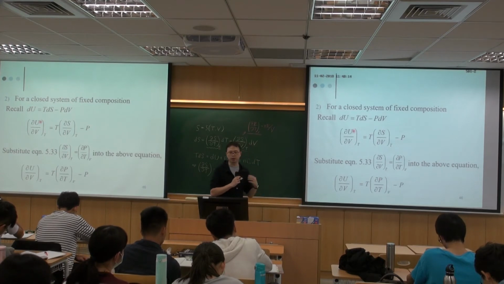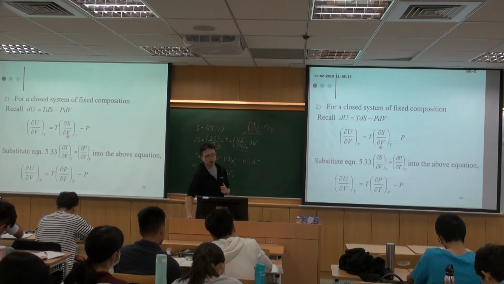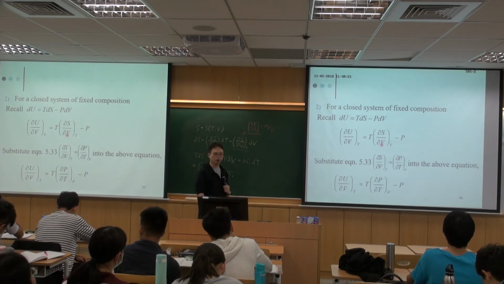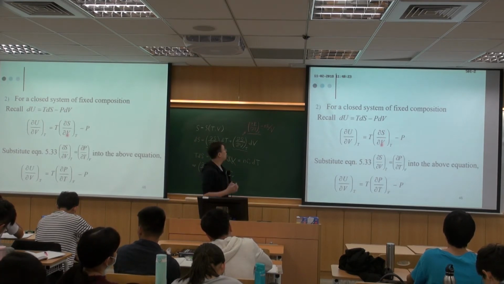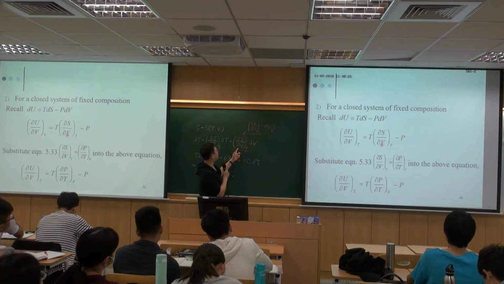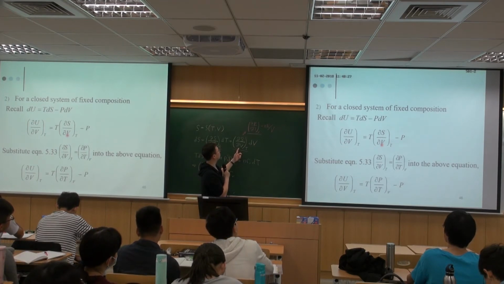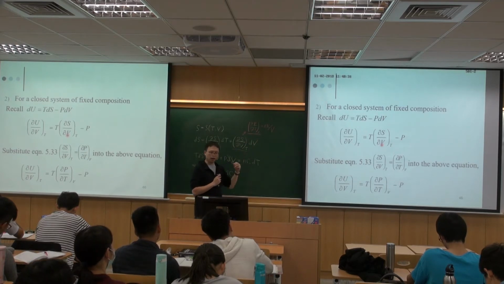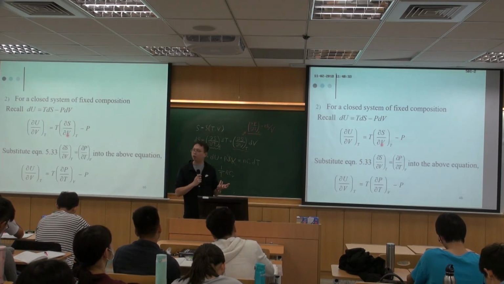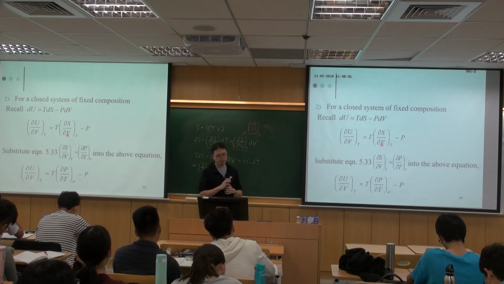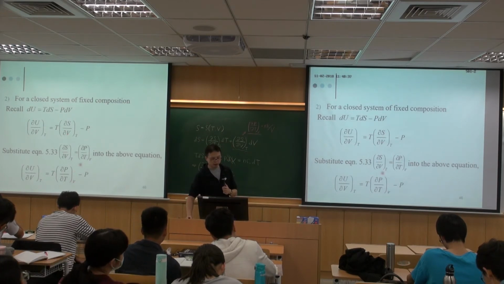It's just minus P. But the first term is a little bit complicated because you have partial S, partial V. And again, we don't know what this is. So if you want to calculate this term, just replace it with partial P, partial T at a fixed volume, using the Maxwell relation. And if you do that, then the expression will be pretty straightforward.